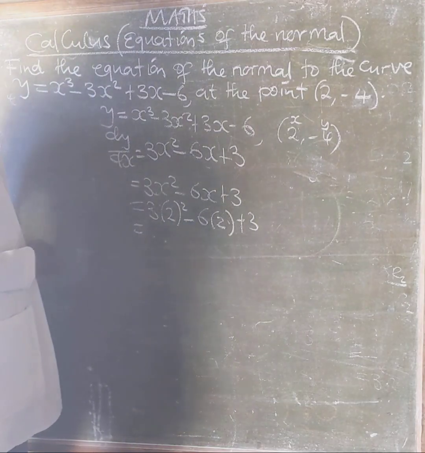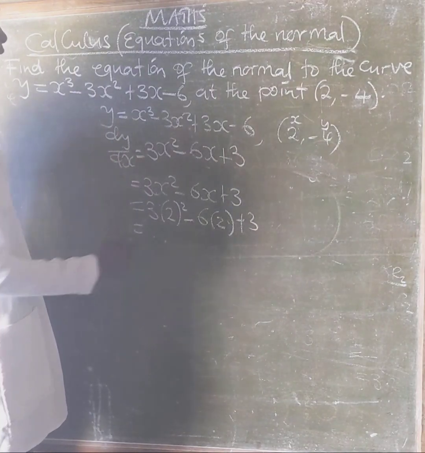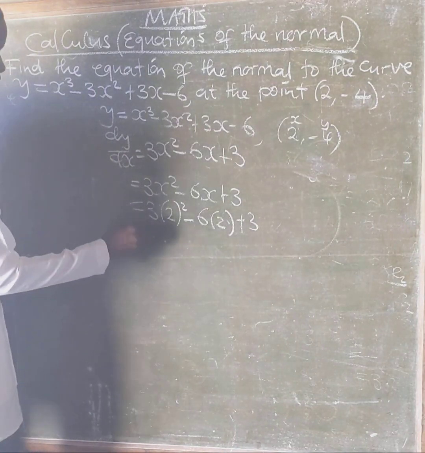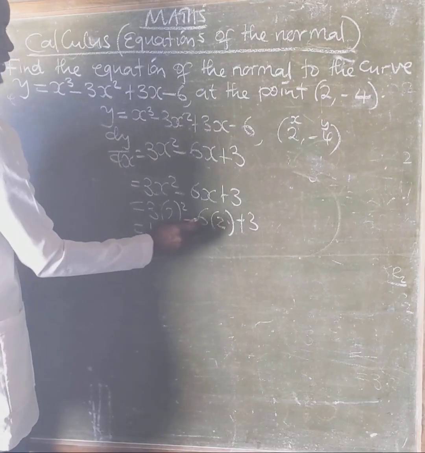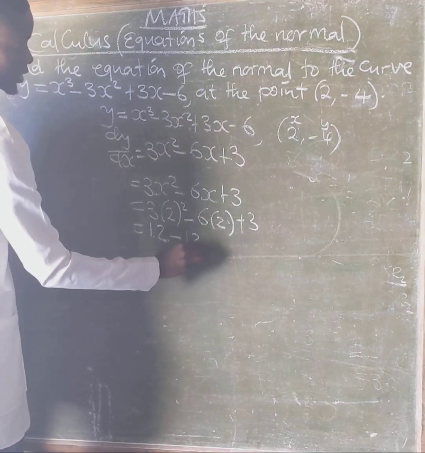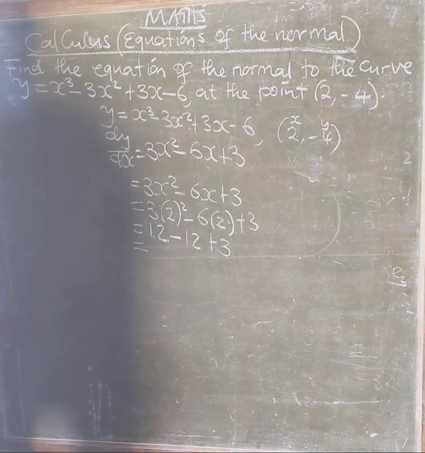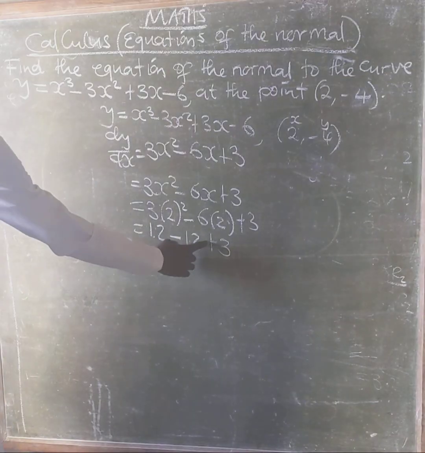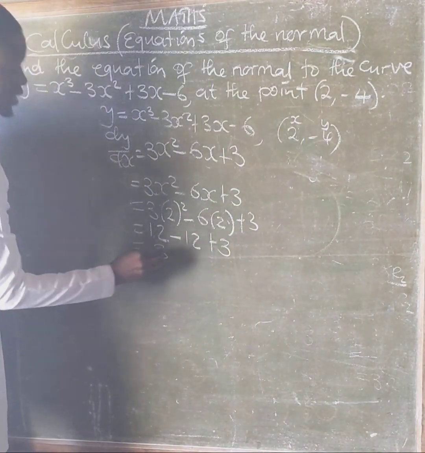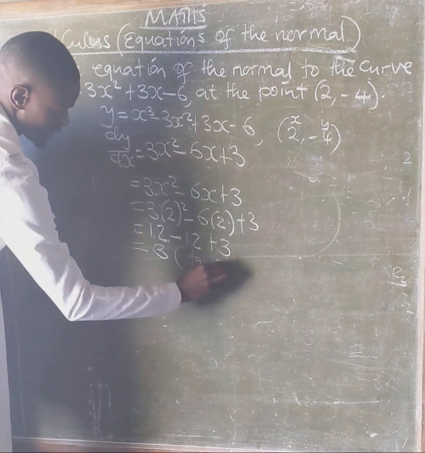So in this case we have 2 raised to the power 2, which simply means 2 by 2. You multiply 2 twice, and that will be 4. And then 4 by this 3, that is 12. Then minus 6 by 2, that is 12. Then plus 3. So now in this case we have 12 minus 12, that is 0. 0 plus 3, that is 3. So this is the gradient of the tangent.